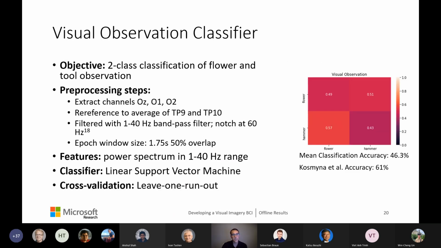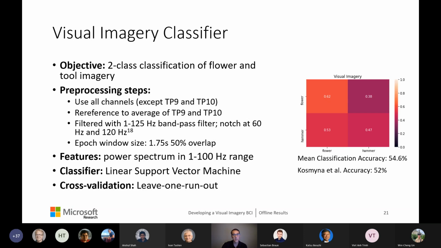Interestingly enough, with the visual observation classifier, doing all the same pre-processing and classification steps as before, our classification accuracy dropped down to chance level. Before we were around 60%, now we're down to chance. So we weren't able to identify if they were looking at a flower versus a hammer.